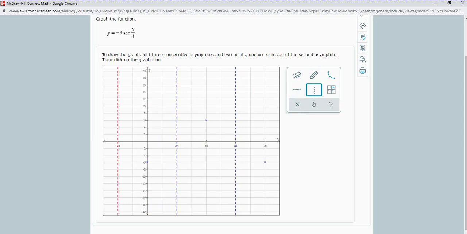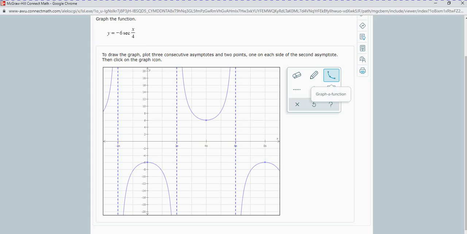So we have a new asymptote at negative 2 pi. Okay. Now our center asymptote is at 2 pi. Let's double check that we have everything. We need 2 points, one on each side of that second asymptote. So we have that point at 0, negative 6, that's to the left. We have the point at 4 pi, positive 6, that's to the right. So we have everything we need.